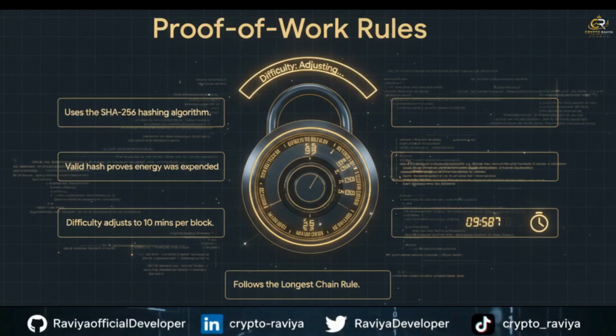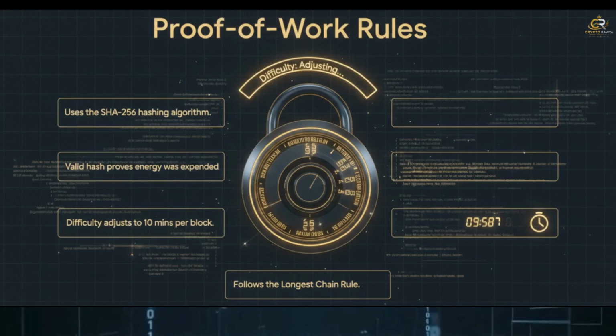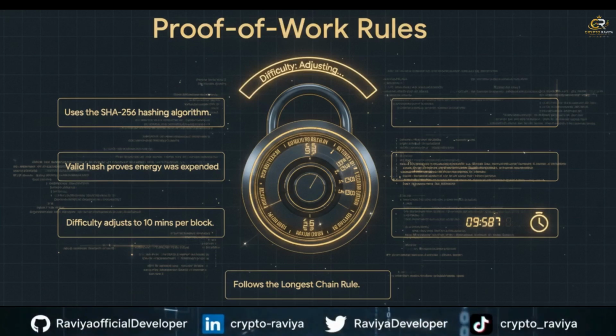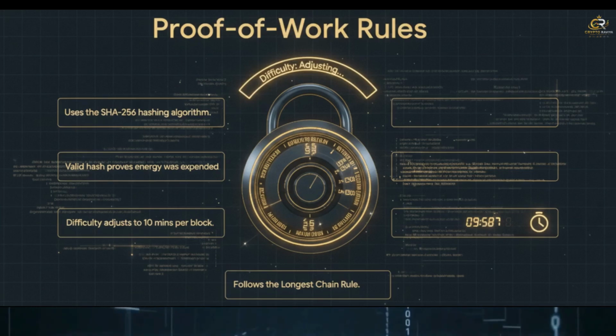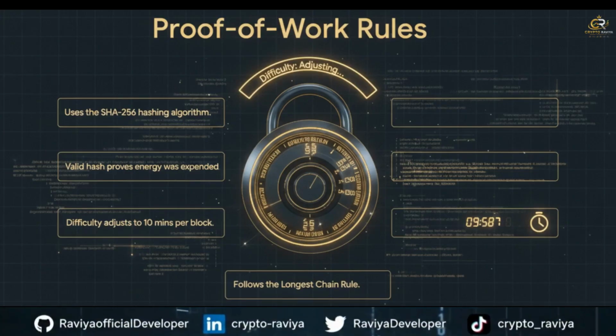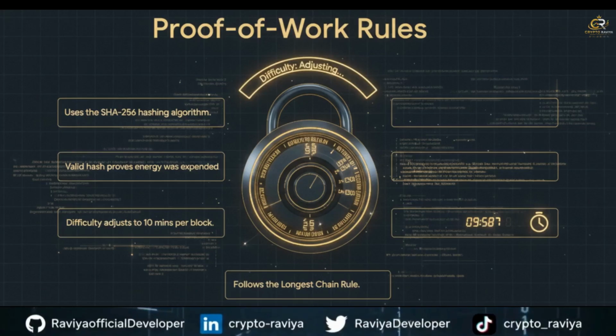But here is the truly genius part. The difficulty of this puzzle automatically adjusts every 2016 blocks. So if miners plug in faster hardware, the puzzle just gets harder. This guarantees a steady, uncheatable drumbeat of one block roughly every 10 minutes, no matter how advanced the tech gets.